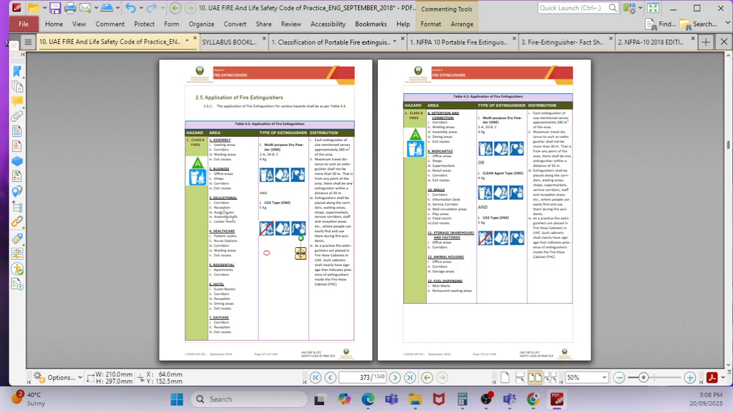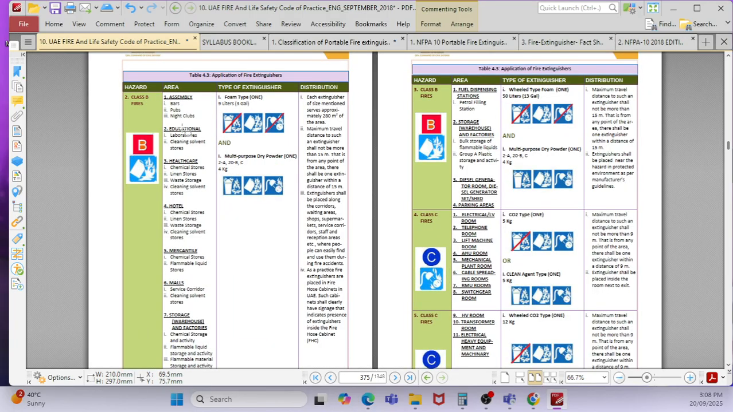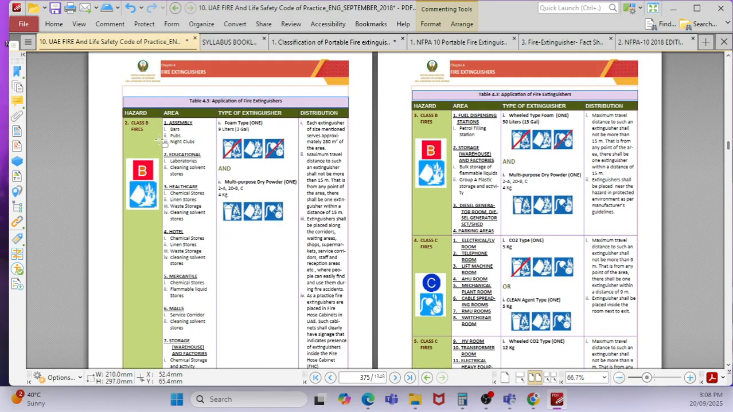But if the same education, and you can see here education, but what type of extinguisher? It's a class B fire. So they are using foam type and multi-purpose dry powder. For which area? Laboratories and cleaning solvent storage, training rooms. Okay, and the same class B fire for fuel dispensing station. You might have seen the petrol station, the wheel type foam 50-liter fire extinguisher. Wheel type, okay, wheel type foam.